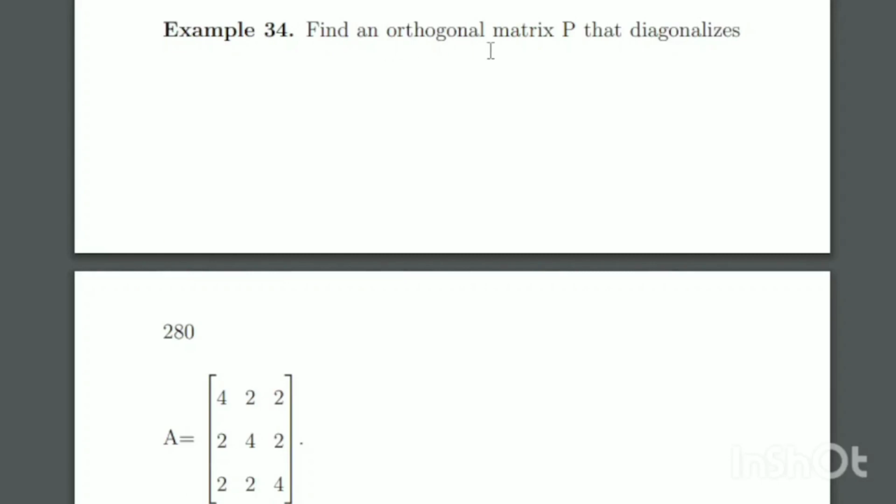Find an orthogonal matrix P that diagonalizes the matrix A equal to [4, 2, 2; 2, 4, 2; 2, 2, 4]. We have to find an orthogonal matrix P that diagonalizes this matrix A. So in a similar manner, first we have to find the characteristic equation, then eigenvalues, then corresponding eigenvectors, and then we diagonalize the matrix. First of all we have to find the orthogonal matrix P.